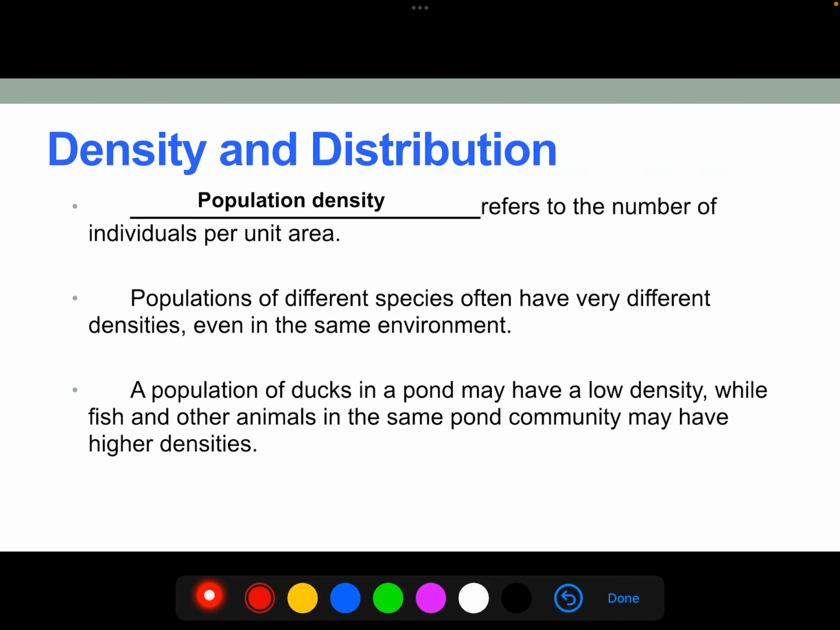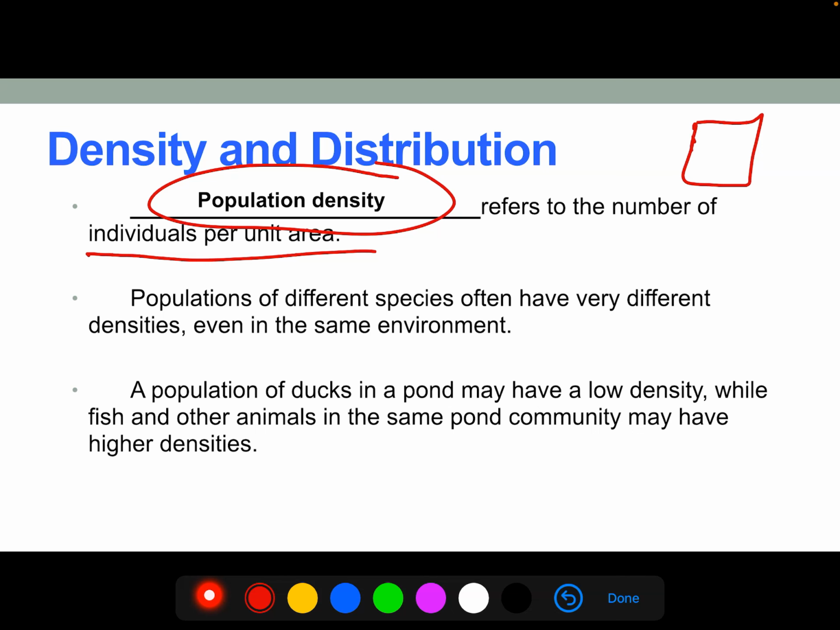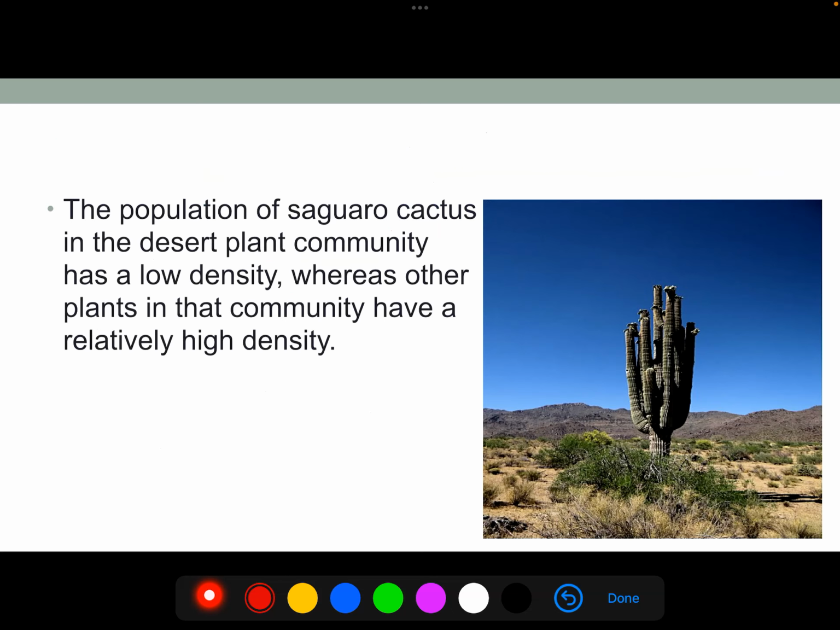So this would be density and distribution. Population density is the number of individuals per unit area. So we take a unit area and count the individuals, that is density, okay? The population of saguaro cactus, a desert plant, has a low density, right? But what about the density of all these shrubs right here? Shrubs would have a higher density.